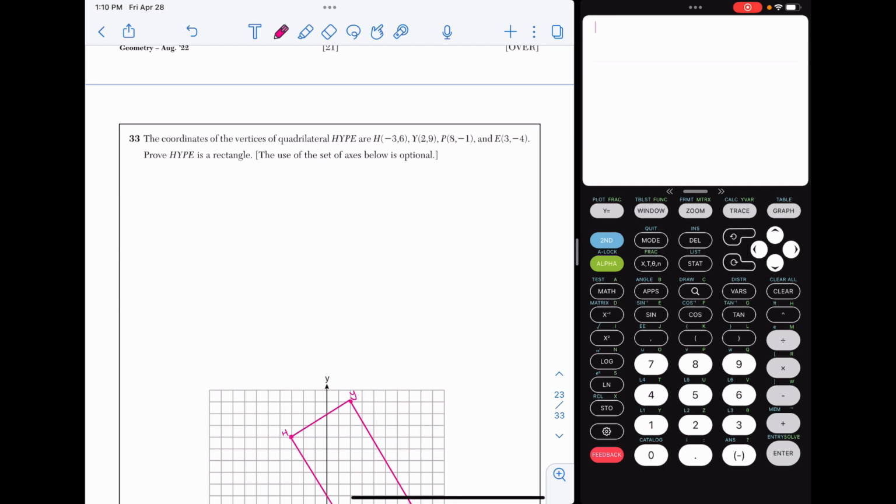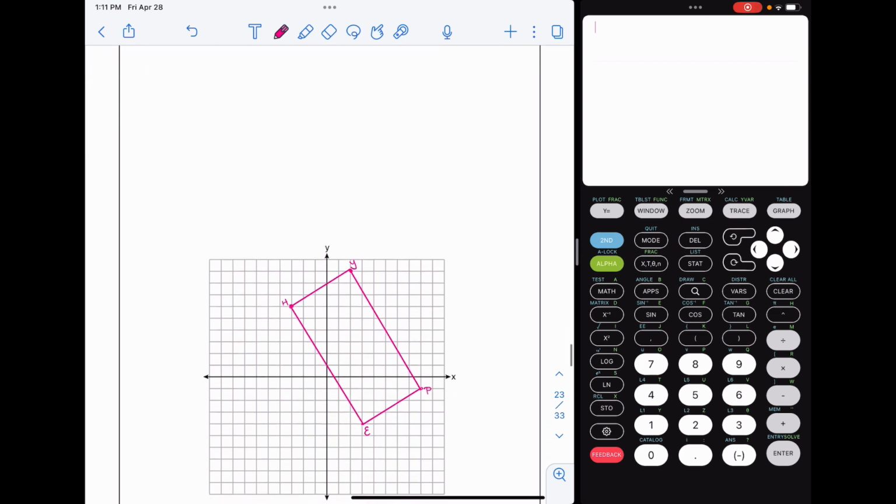For number 33, we are given the coordinates of the vertices of quadrilateral HYPE. We want to prove that this is a rectangle. Anytime it says the use of the set of axes below is optional, I would use them. I think graphing it just makes it a little easier to see.